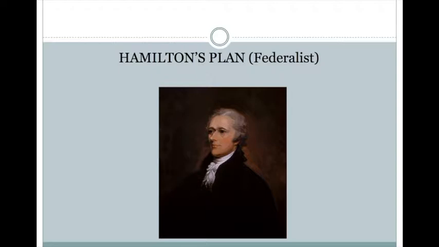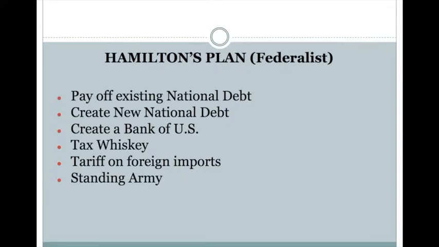Divisions between the Federalist and the Democratic Republican parties began over Hamilton's financial program and deepened because of the French Revolution. Hamilton wanted America to be a major commercial and military power. His plan included paying off existing national debts, which were supported by bonds at face value. He also wanted to pay off the debts of the states.